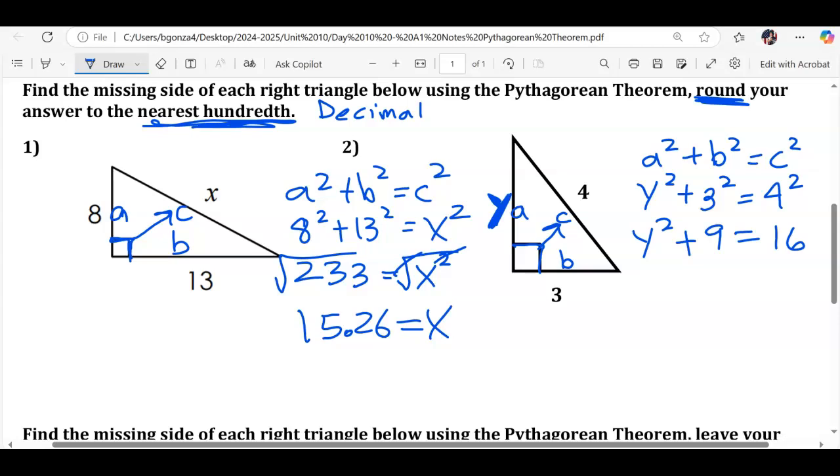Okay, we need to remember last week, solving for x or solving for y. If I'm going to solve for y, I need to get rid of this loner. The opposite of plus 9 is minus 9. So if you're missing a leg, you're going to end up subtracting. All right, so y squared equals 16 minus 9 is 5. And just like last time, how do I get rid of a square? I square root.